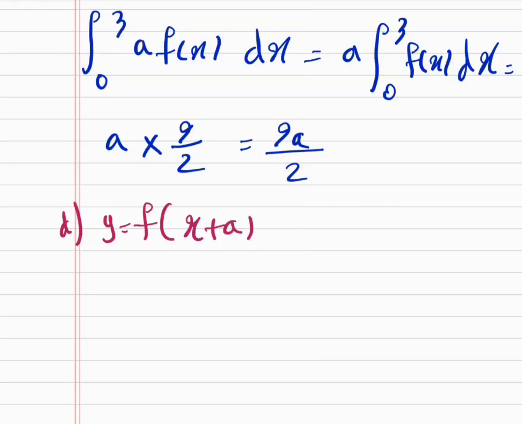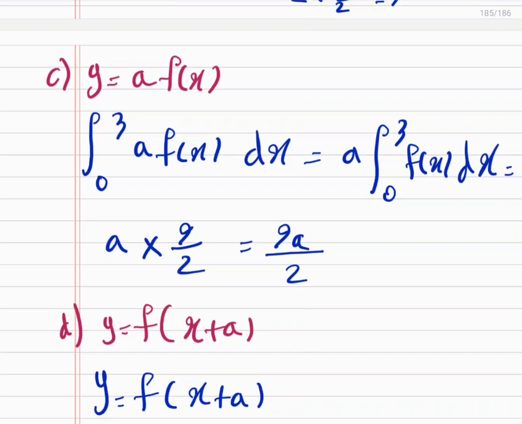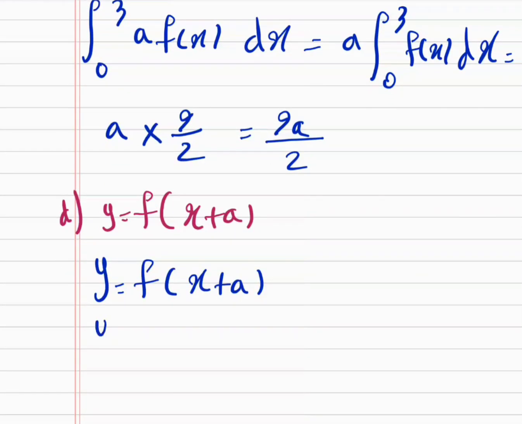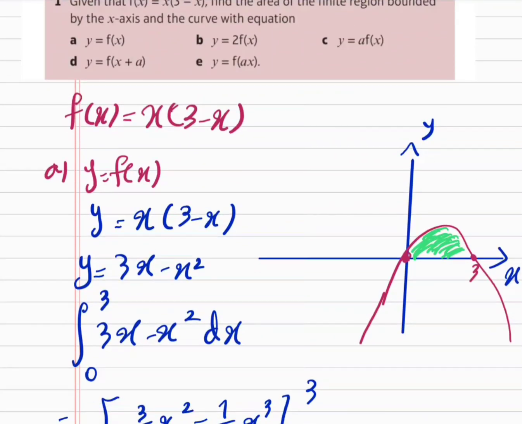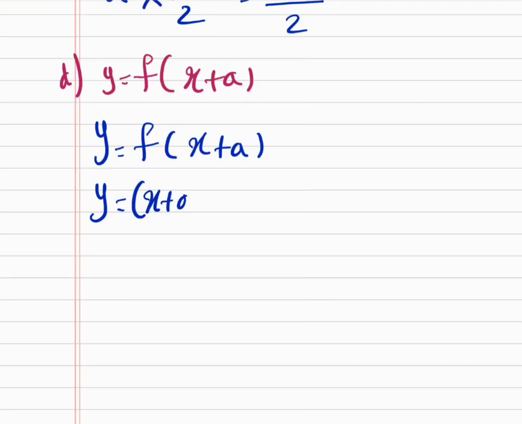So in this question, the new function is f of x plus a, so there is a translation. The first thing that we should do here is simply substitute x plus a into f of x. So we can write that the function becomes (x plus a) times (3 minus (x plus a)). So like this, (x plus a) times (3 minus x minus a).